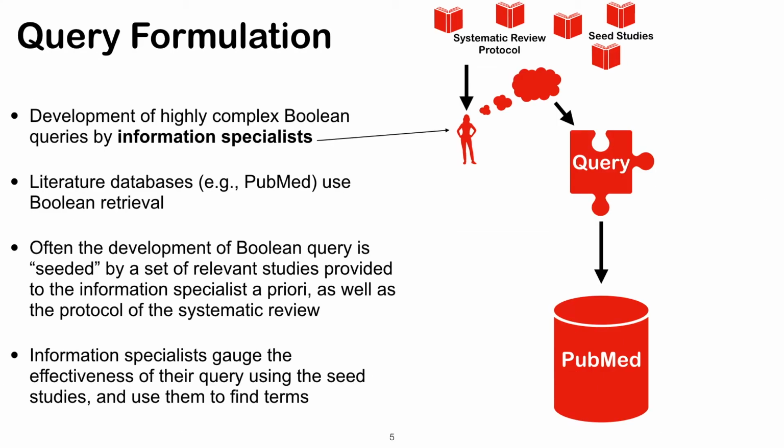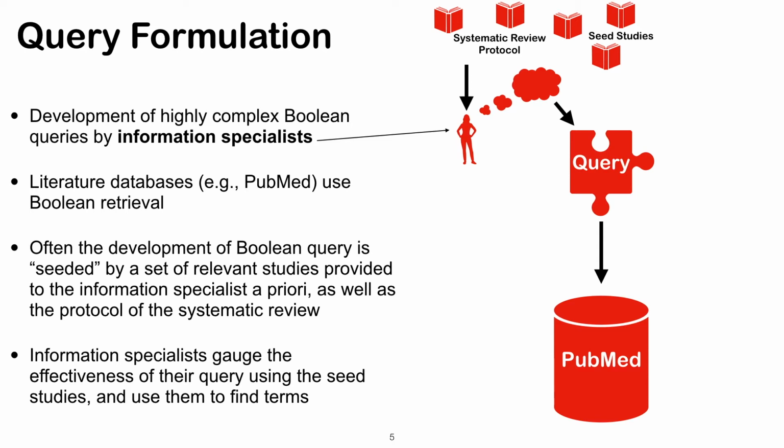These queries are formulated by information specialists and are executed on large literature databases. One example of these is PubMed, one of the largest free sources of medical literature, containing approximately 30 million studies. All databases used for systematic review literature search use Boolean retrieval. Often the development of the Boolean queries is seeded by a set of relevant studies provided to the information specialists before they begin query formulation.